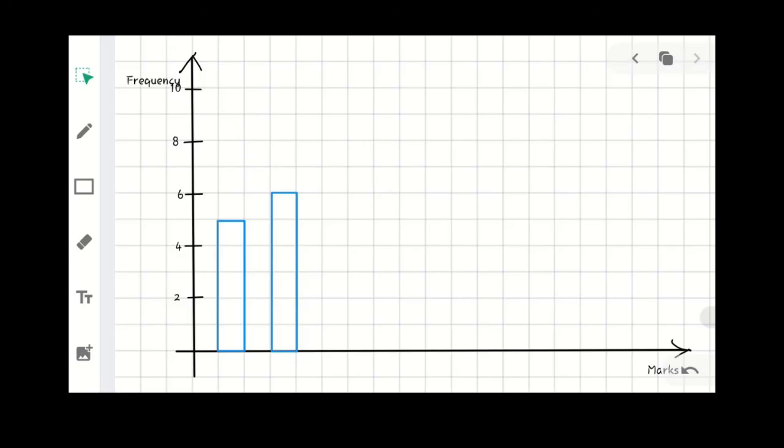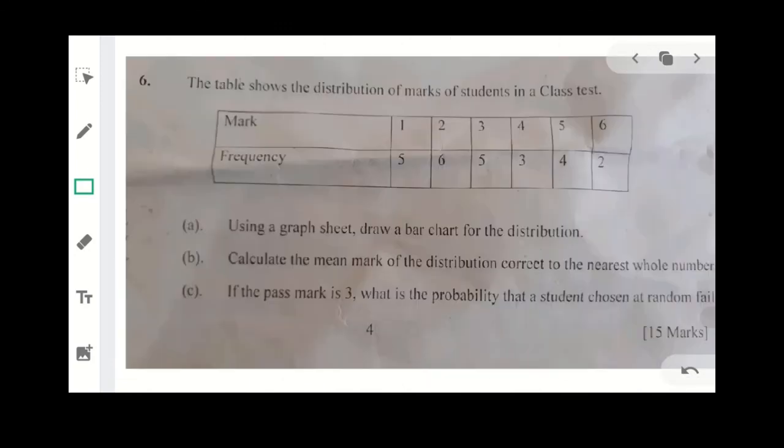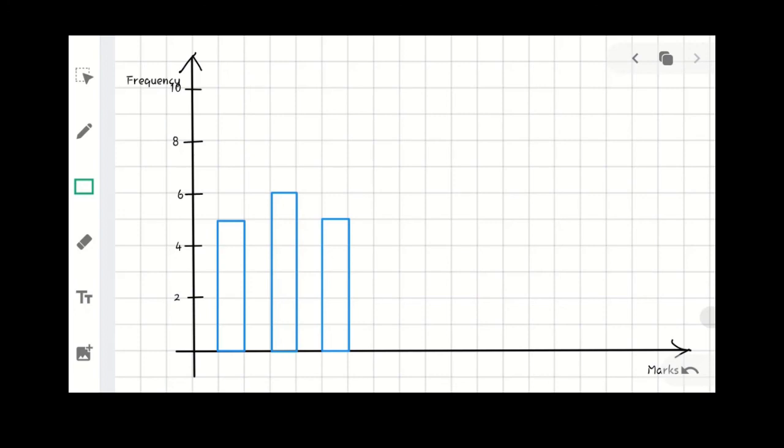Score 3, it's the same frequency as score 1. Good. Next score is 4, frequency 3.